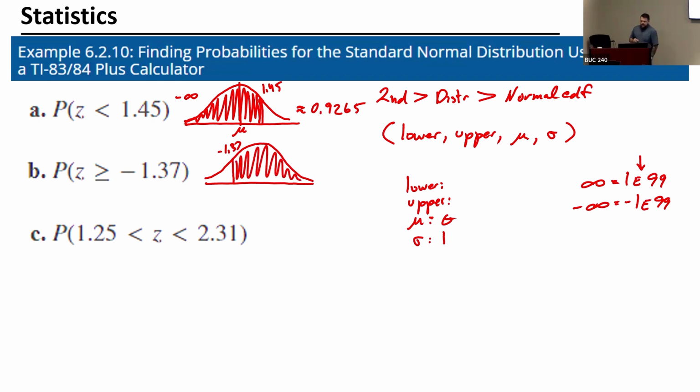So test it out on your bounds. What would be my lower bound now? Exactly, negative 1.37. Please make sure you're using your negative button, not your subtraction key. Your upper is going to be the what? Yeah, one very large number, which is why I put that 1 e to the 99. Everything else can just stay the same. You click your button on that one, it should give you 0.9147.